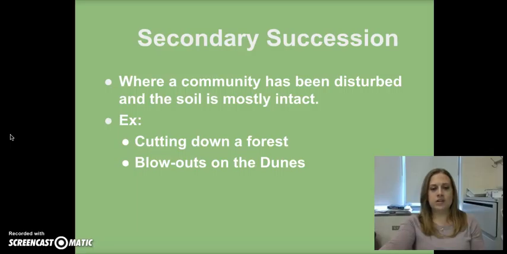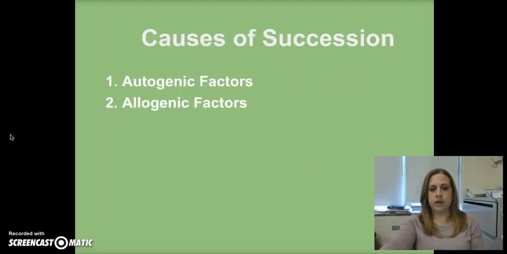Secondary succession then is where a community has been disturbed and the soil is still mostly intact. So this could be the cutting down of a forest or after a forest fire. The soil is still there and still intact, and so the succession is going to start from that point on.